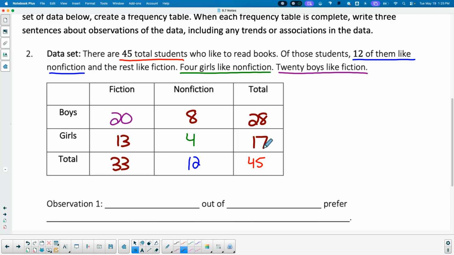Rows should add up. 20 plus 8 is 28. 13 plus 4 is 17. 28 plus 17 is 45. Columns should add up. 20 plus 13 is 33. 8 plus 4 is 12. 33 plus 12 is 45. So everything adds up.